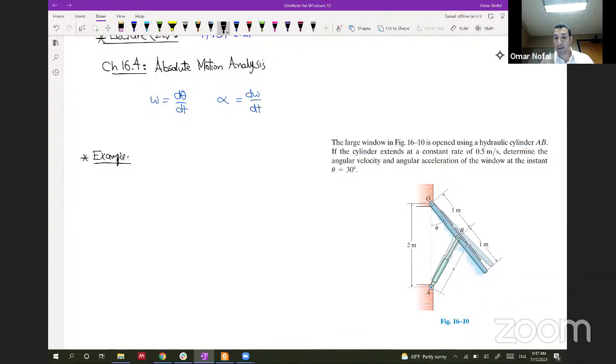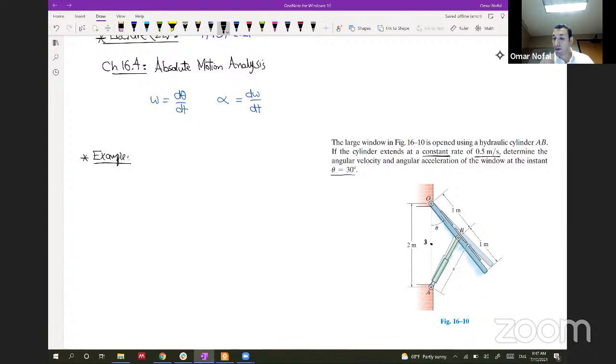It says if the cylinder extends at a constant rate of 0.5 meter per second, determine the angular velocity and the angular acceleration of the window at the instant where theta is equal to 30 degrees. So at some point when this window is closed, the arm AB was at this point, so B was here, and when the arm is getting extended with this constant rate of 0.5 meter per second, and put a line under constant, that means it doesn't have an acceleration.